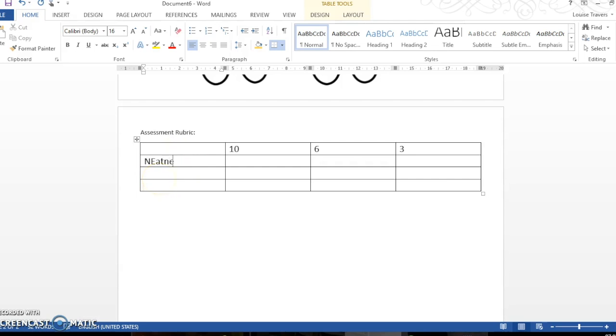So neatness is always one that I put in because that is something that is very important in second grade, so that it gets them ready for third grade, fourth grade, junior high. So I always put neatness in. I'm going to put their summary in, and I'm also going to put answers the question. And then for here, I put in my expectations for the students.